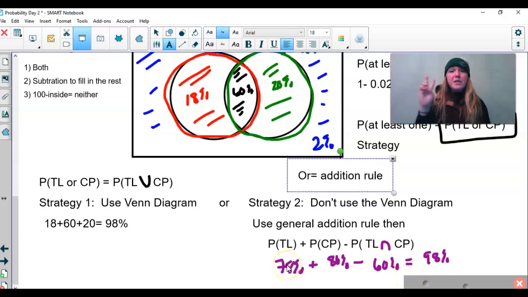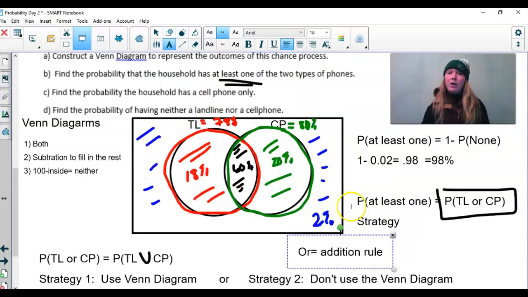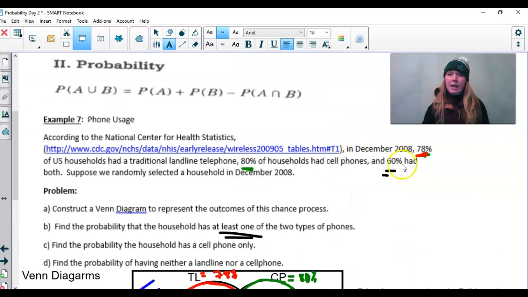Okay. What should we have learned? Hey, if they would have phrased "at least one" as the probability of a traditional landline or a cell phone, you either use the Venn diagram and add each part, or you don't use the Venn diagram and you use the statistics they give you up here and you add the two together and subtract out the both because they're not mutually exclusive. You can have both at the same time.